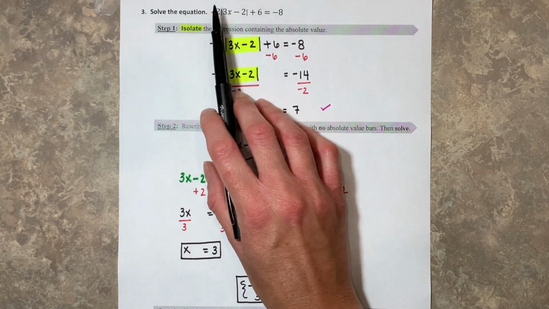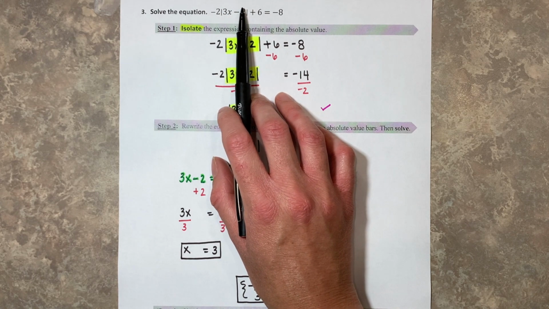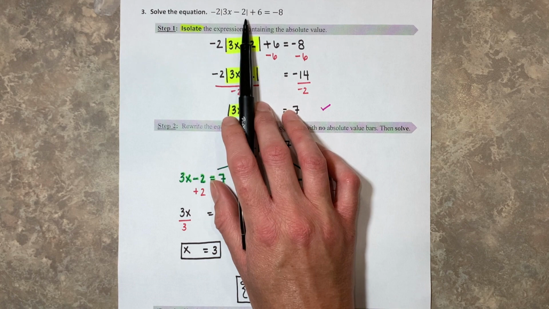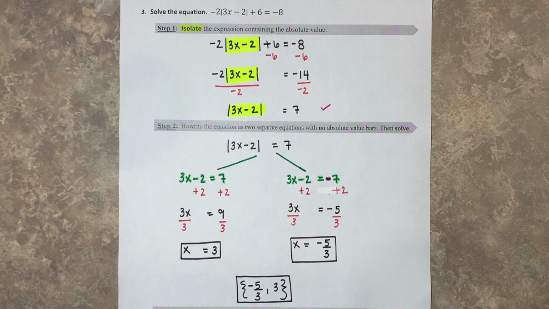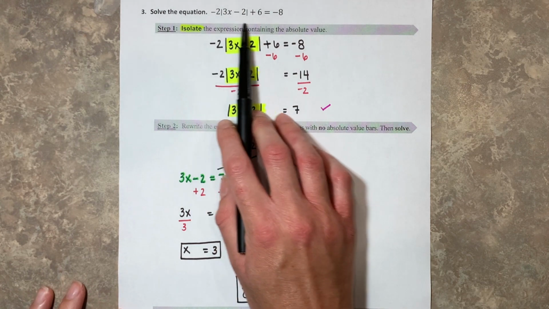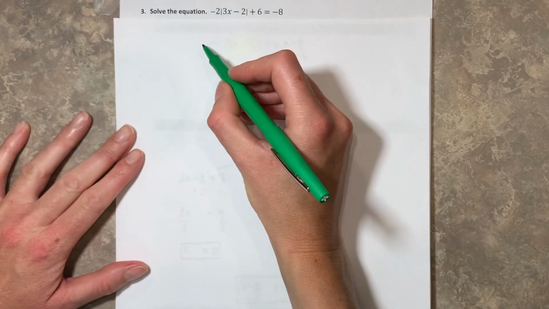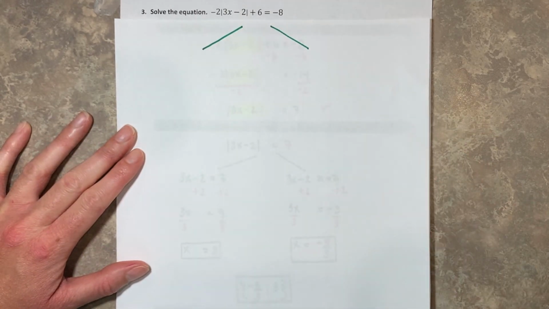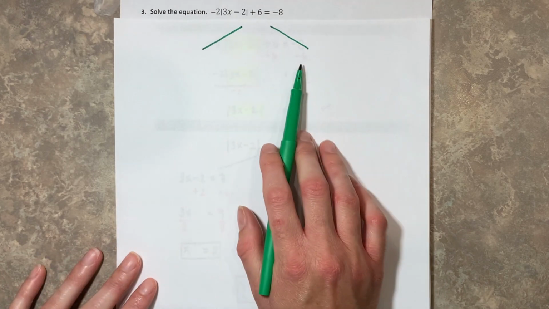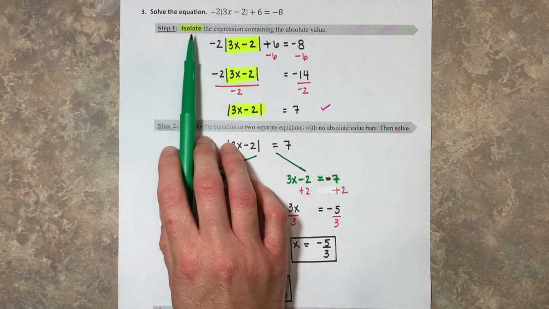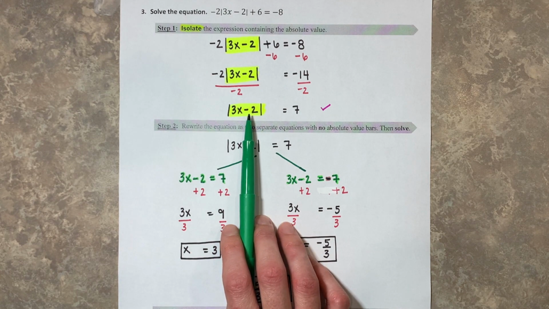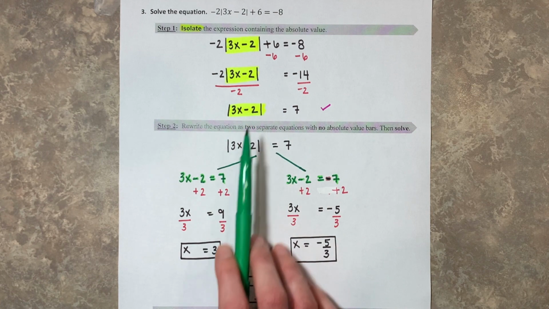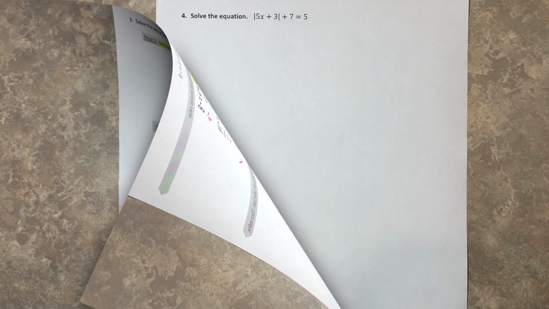If these were parentheses, you could certainly distribute the negative 2. But the distributive property is really not meant for absolute values, so please don't try to distribute across absolute value bars. The second most common mistake is that students will see a problem like this, and they will right away start to draw their two separate equations. Do not write your two separate equations until you've first isolated the absolute value expression. So first isolate. Only after you've isolated the absolute value expression do you want to then write your two separate equations. Let's try one last related example before moving on.